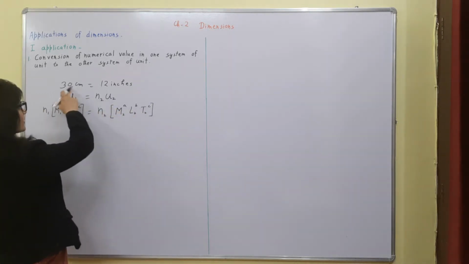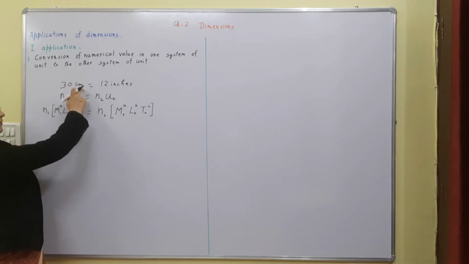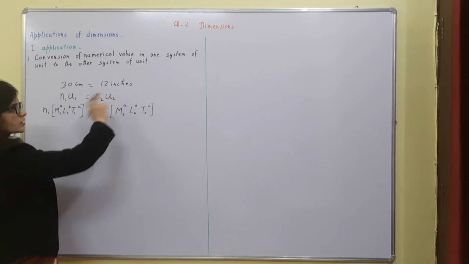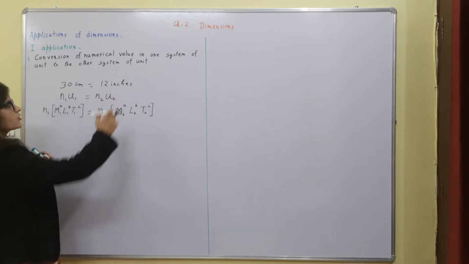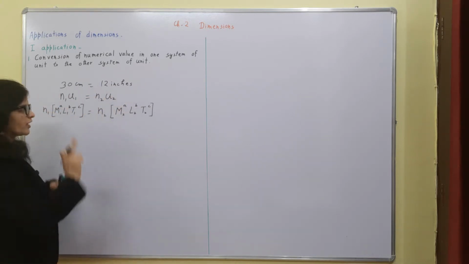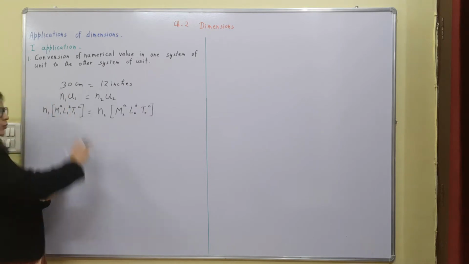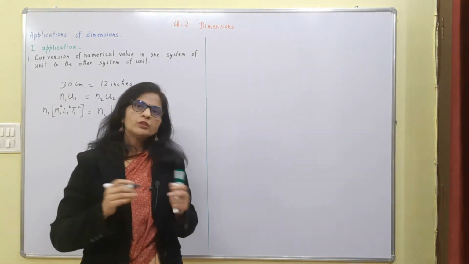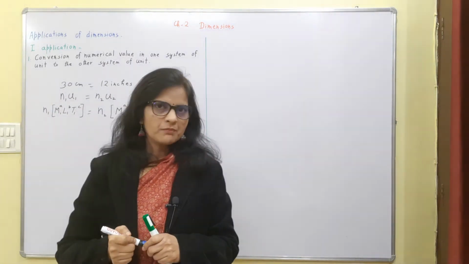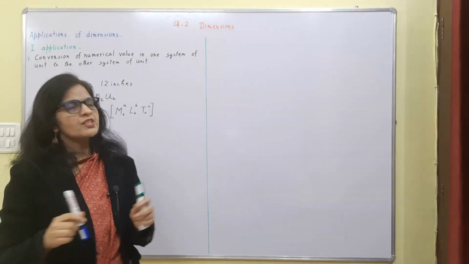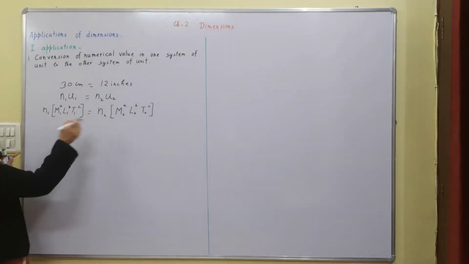Suppose we are checking this 30 centimeters. So here this is centimeter, so its dimension will be L, and here also it is inches. This is a length, so this will also have the dimension of length. So whatever physical quantity we are using on both sides, the dimensions will be the same irrespective of the selection of the system of units, right? So we can write it like this.